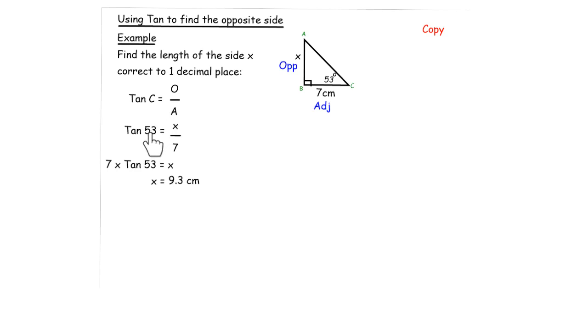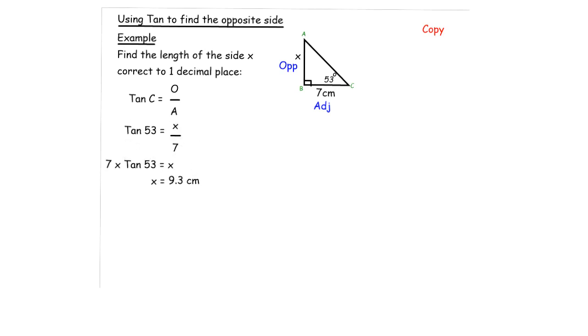So I know that C is 53 from the diagram. So I've written 53 in there. And I know that the adjacent side is 7. So that's why there's a 7 instead of an A now. And the opposite side in the question, it's been called x, so I've just replaced the O for opposite with an x. So that's where this second line has come from.